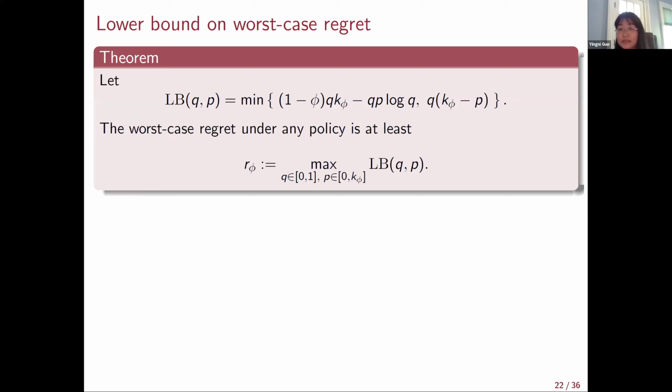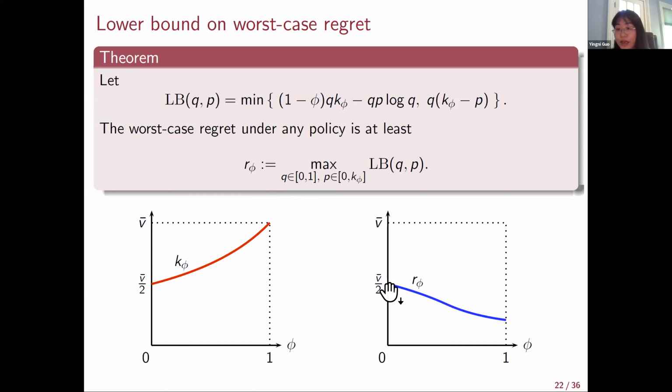And the theorem says that the worst case regret is at least the maximum of this lower bound function across all possible Q and all possible P. And this R phi is the worst case regret that we will show is tight. So this I phi now is this blue curve. Previously it was going down to 0, but now it's tilting up and is given by this blue curve.